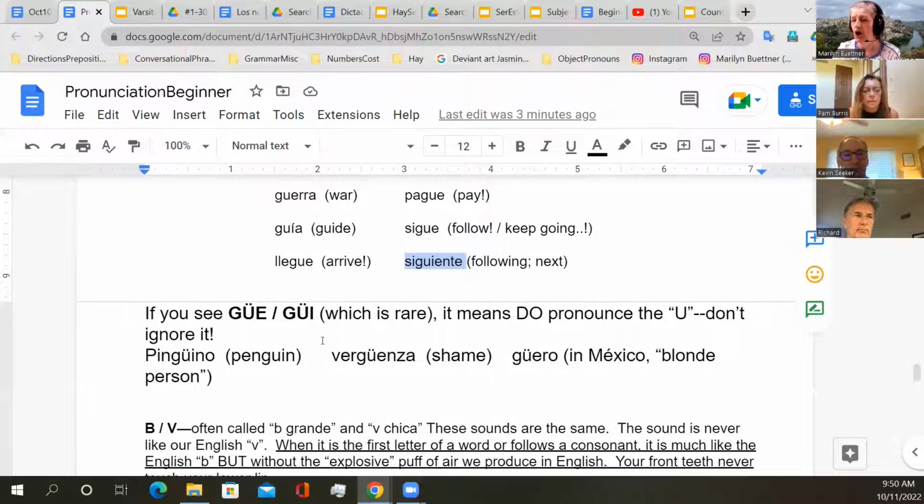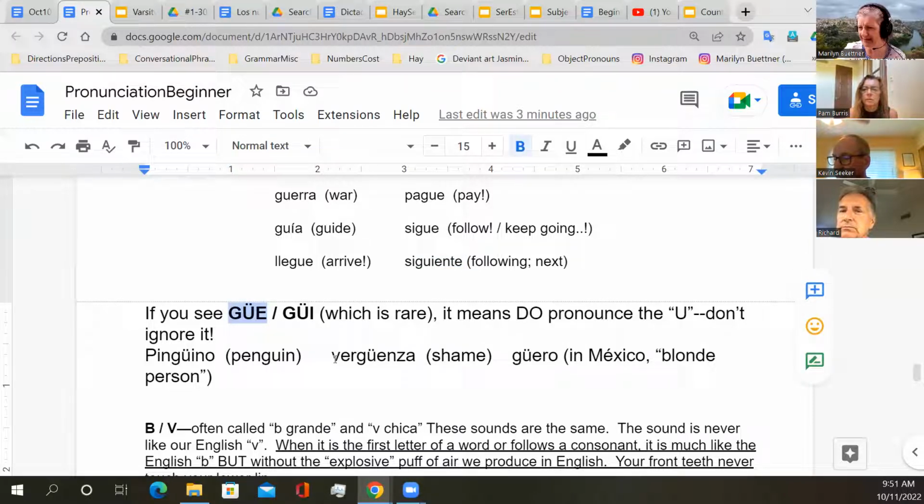They are moving on to the next point on the agenda or the next thing. Okay. Once in a while, and you're not going to see this often, so we're not going to mess with this a lot, you see a little double dot, which in German is called an umlaut. It's called the diéresis in Spanish.